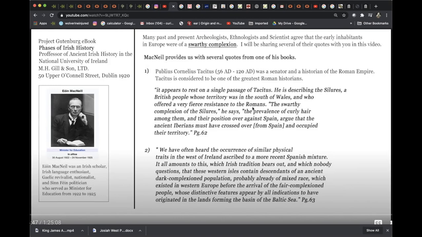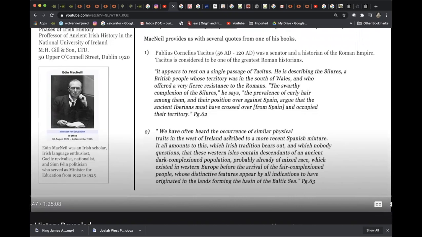The swarthy complexion of the Silures, he says, the prevalence of curly hair among them, and their position over against Spain argued that the ancient Iberians must have crossed over from Spain and occupied their territory. All right, so there were already swarthy people there. It says here on page 63, we have often heard the occurrence of similar physical traits in the west of Ireland ascribed to more recent Spanish mixture.